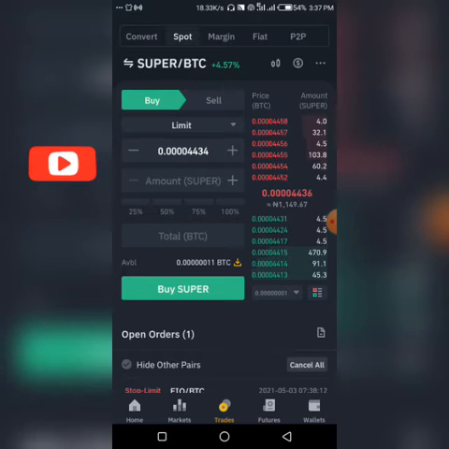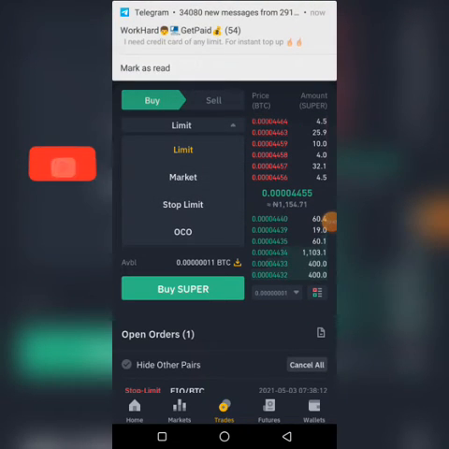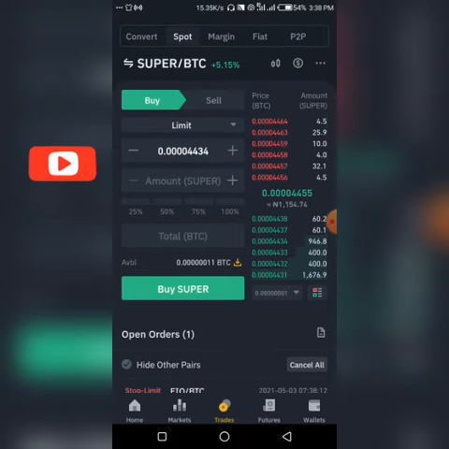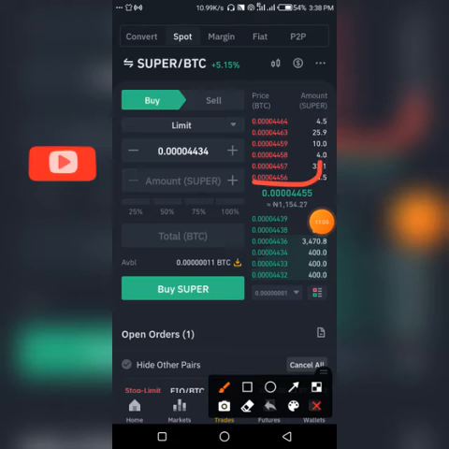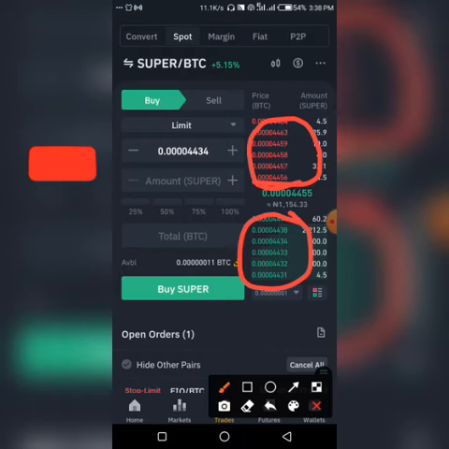So now in buying, the first thing you want to notice, our SUPER is already here. So the first thing you want to do is to click on this arrow here. Now when you click on this arrow, you see limit, market, stop market, OCO. So limit means, as you see this limit now, it has 0.0004434. This place that you see here is for people that are selling. Now this place are people that want to buy. These are the prices they are listing.